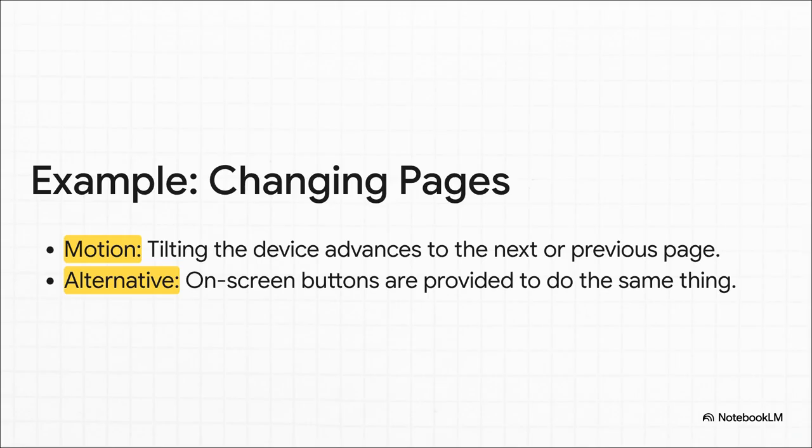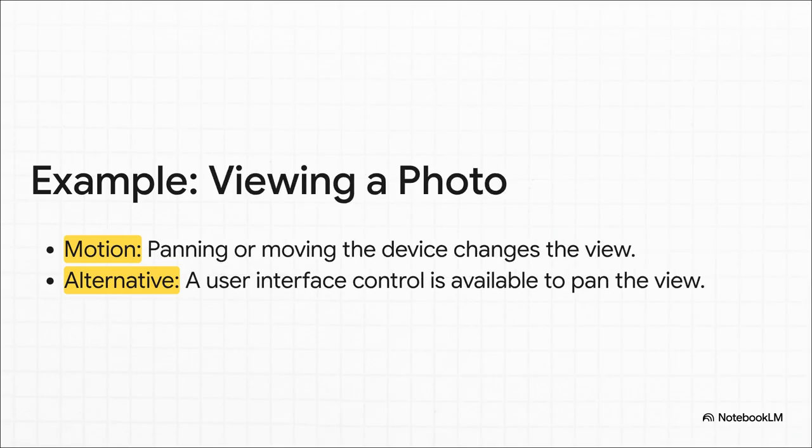Here's another one you've probably seen. Some apps let you tilt your device to flip to the next page in an ebook or a photo gallery. The accessible solution? It's so simple. Just have clear next and previous buttons on the screen. The motion becomes a nice bonus, not a mandatory action. And it's the exact same pattern for things like viewing large photos. If you can pan around an image by moving your phone, you should also be able to do it with a control on the screen, like dragging your finger or tapping some arrows. See, it's all about providing choice.